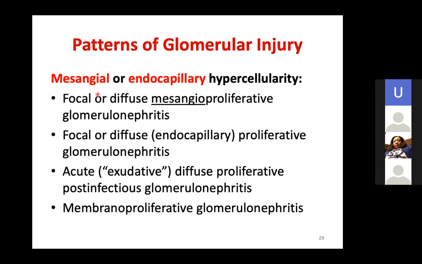Then another pattern of injury I talked to you about was when we have hypercellularity, either within the mesangium or within the capillary, which we call endocapillary hypercellularity. And there are so many causes. Again, the way of distinguishing them would be immunofluorescence. Immunofluorescence will help me distinguish between a DPGN of infective kind versus an MPGN pattern which occurs in an immune setting or a lupus, something like that. So I'll talk about those patterns in a while.